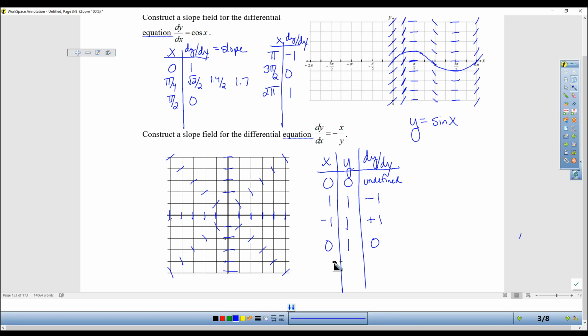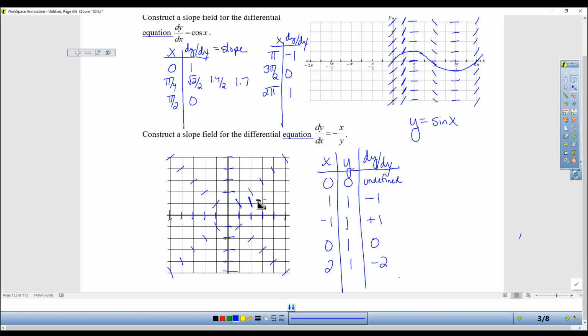So let's do another one. Let's say what happens when x is 2, y is 1. Well, at 2, 1, you get -2. All right, so here's the rule for me and for the AP exam. You don't have to be able to perfectly graph a slope of -2. You just have to graph it steeper than a slope of -1. So since this is a slope of -1, I need to make this one steeper.